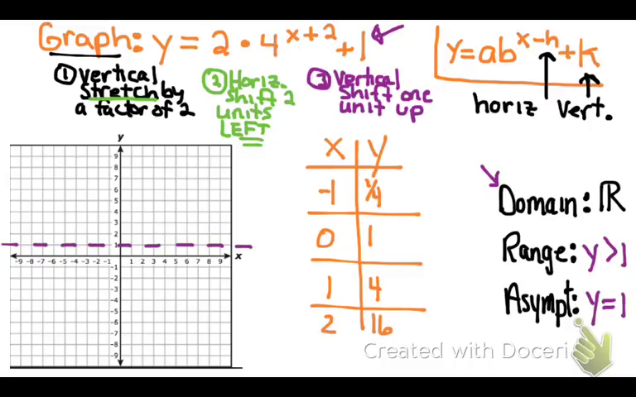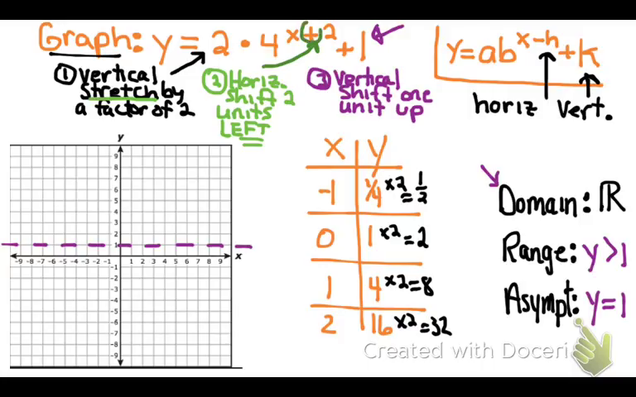Next, we can see we have a vertical stretch by a factor of 2. So if you remember, we're going to multiply all the y values by 2. Next, we have a horizontal shift 2 units left because of the plus 2. Remember that it's negative h, so double negative is the positive. So that's why we're going 2 left. So this becomes negative 3, negative 2, negative 1, and 0.